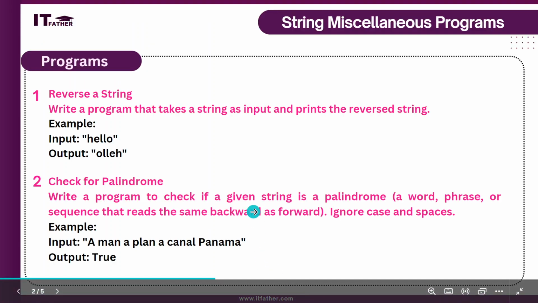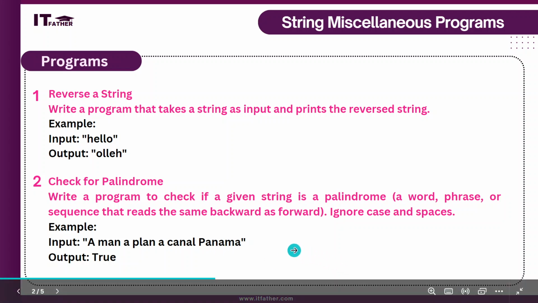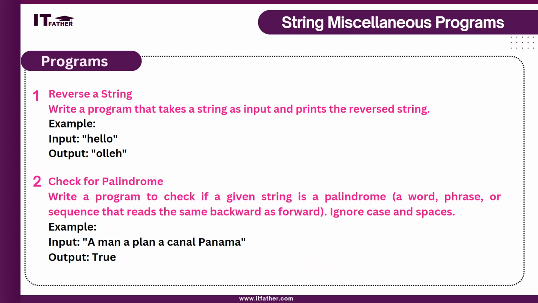Now let us check the second program: check for palindrome. A palindrome is a word, string or phrase that, after reversing, is the same. If any string we enter comes out as it is after reversing, whatever it was before reversal, then that is a palindrome, meaning after reversing it should be the same string.